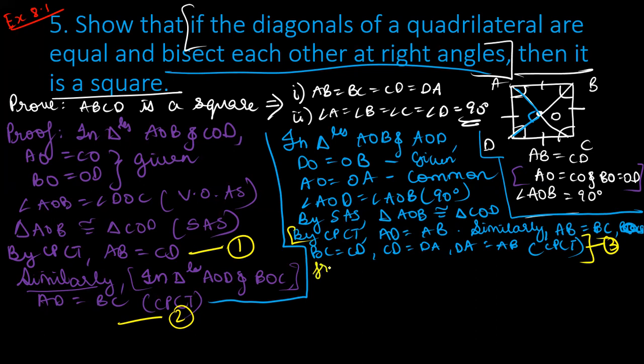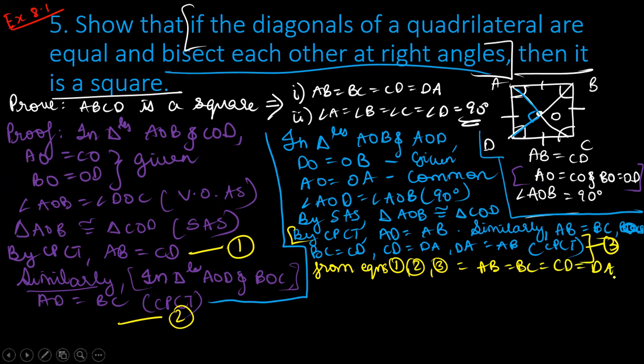So from equations 1, 2, and 3, can I say that AB is equal to BC is equal to CD is equal to DA? Please go through all the three equations once again. Yes, go through it. I hope you understood how these sides are equal to each other. Now we have proved the first part of the question, that all the sides are equal.